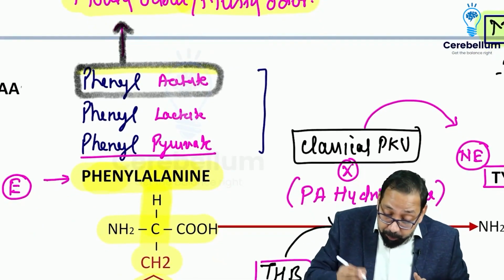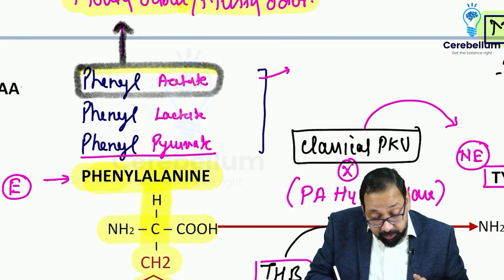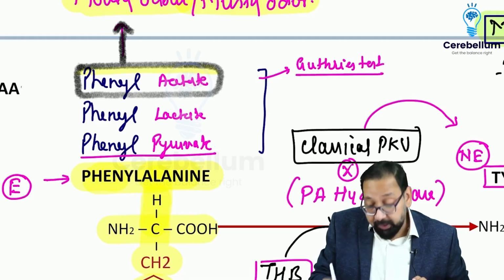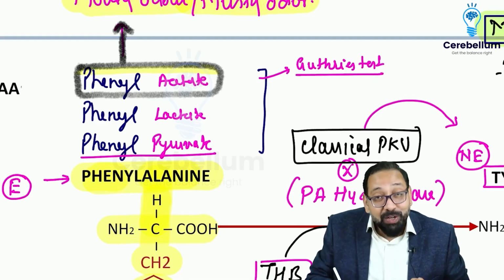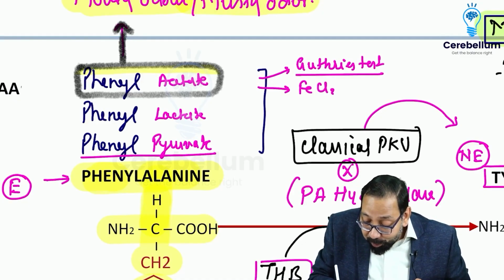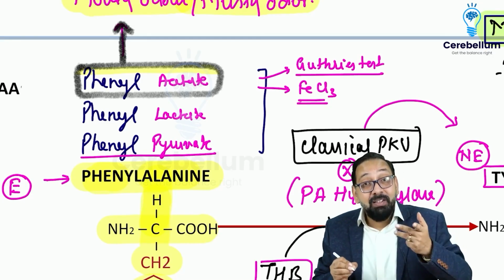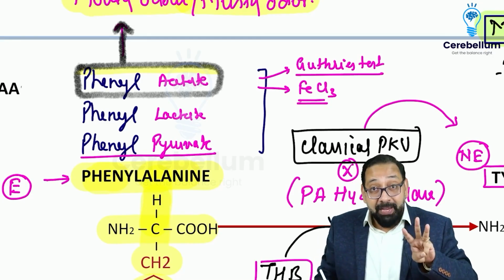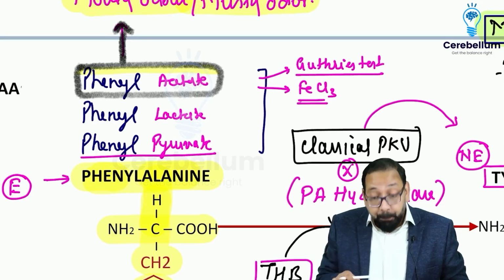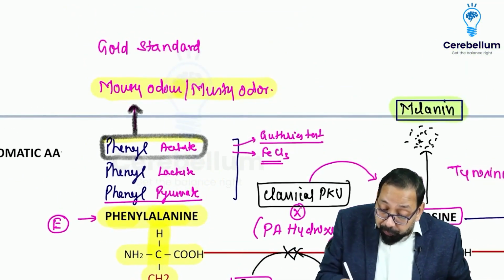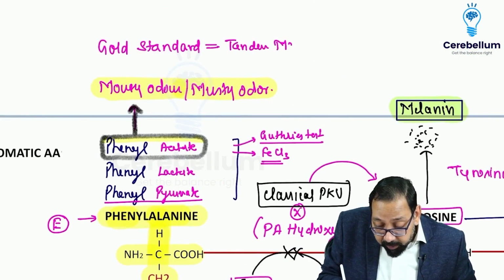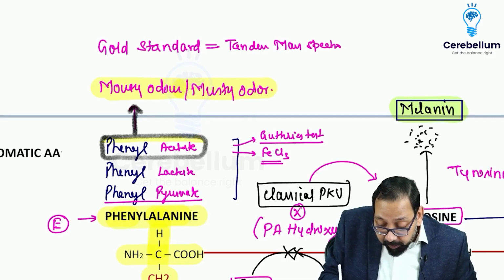Now I will make a mnemonic. Three metabolites, three: Guthrie's test. So for phenylketonuria, we check Guthrie's test. We do the ferric chloride test. Ferric, yes, three, iron. So the ferric chloride test and Guthrie's test are used for phenylketonuria. But the gold standard for phenylketonuria is tandem mass spectrometry.